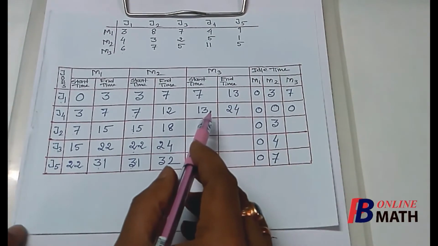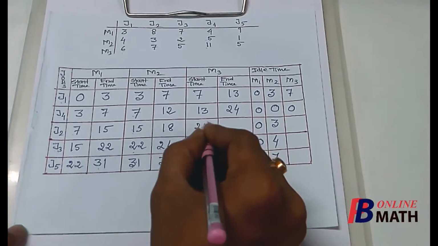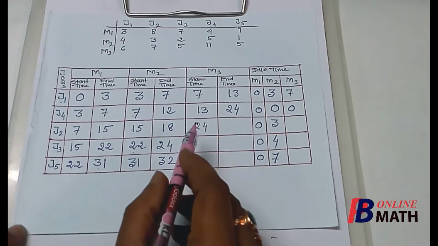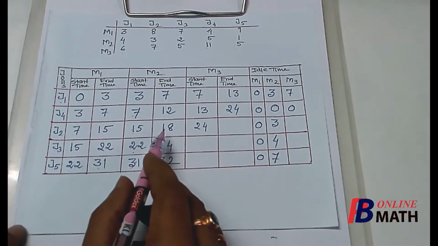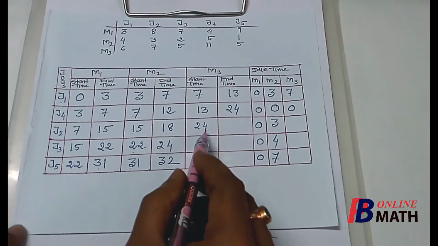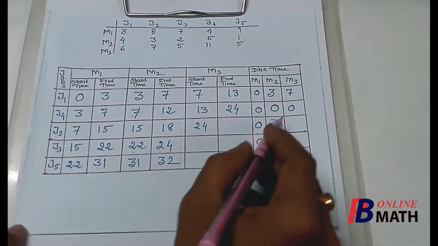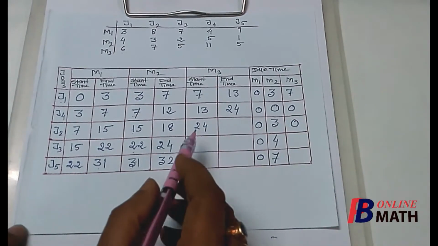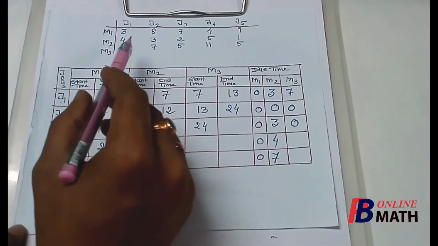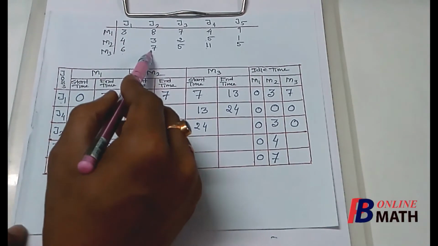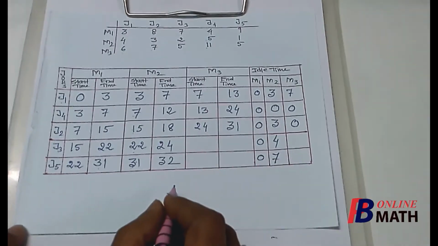So the machine M3 is ready to process the next job after 24 units of time, when the next job is already available, that is after 18 units of time. So in this case the machine M3 does not remain idle. So idle time is 24 minus 24, which is 0. Now the processing time for the job J2 on machine M3 is 7. So 24 plus 7, that is 31.